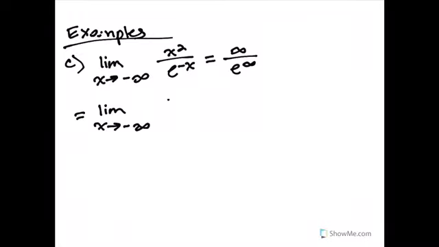Derivative of x squared is 2x. Derivative of e to the negative x is negative e to the negative x. Okay, if I plug in negative infinity, what am I going to get here? I'm going to get negative infinity over negative infinity. So have we gotten anywhere? Let's do it again.